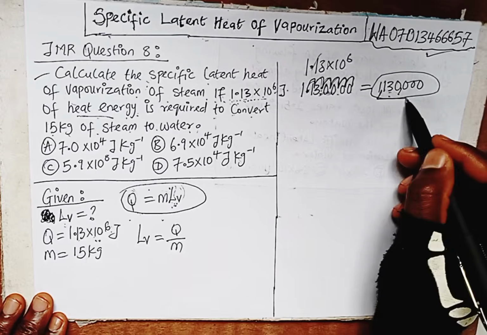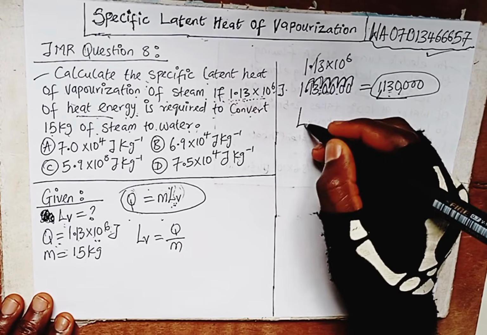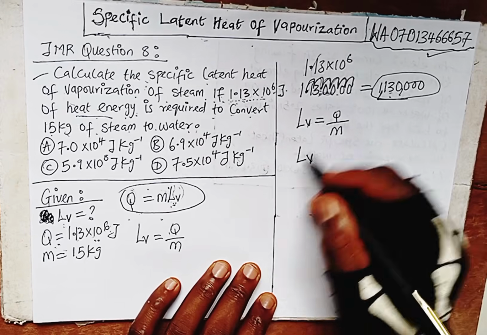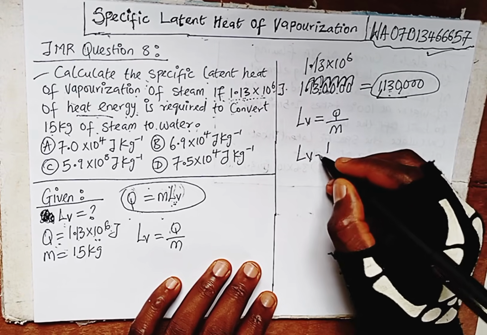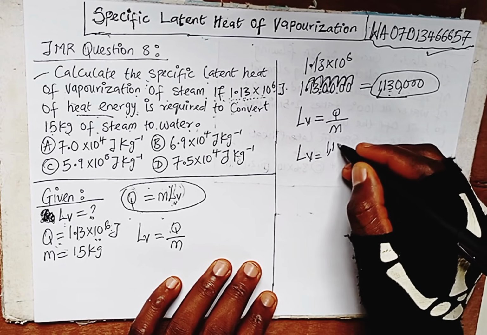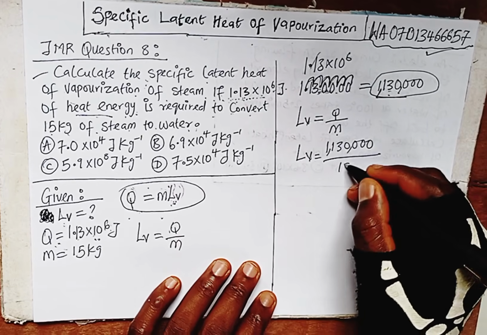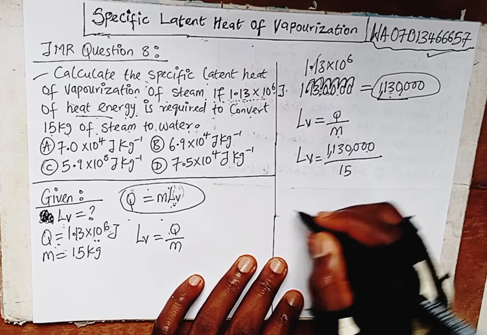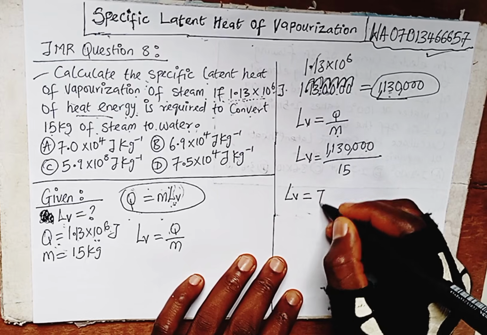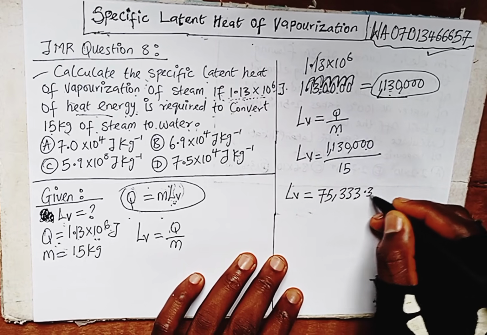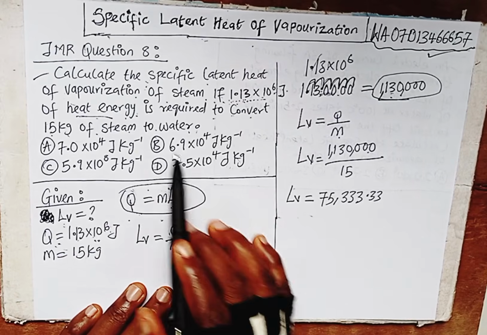So we are going to substitute this as the quantity of heat. So LV is equal to Q over M. LV, substitute into the formula. Q is what? 1,130,000, over what is M? 15. So when you divide, you are going to get LV is equal to 75,333.33. That's what the calculator says. Remember, all our options are in what?